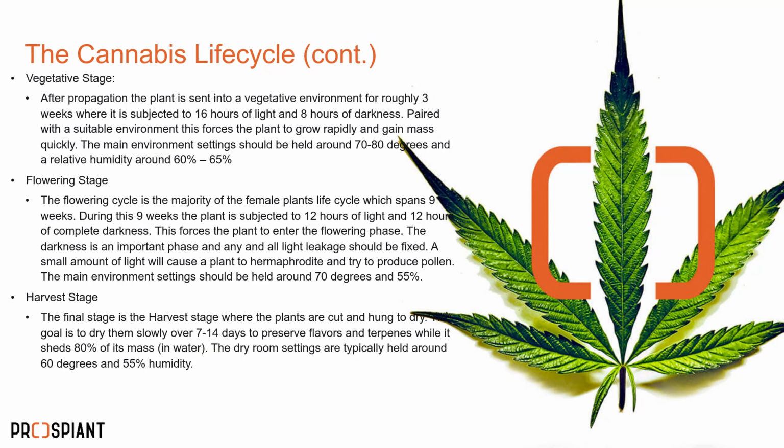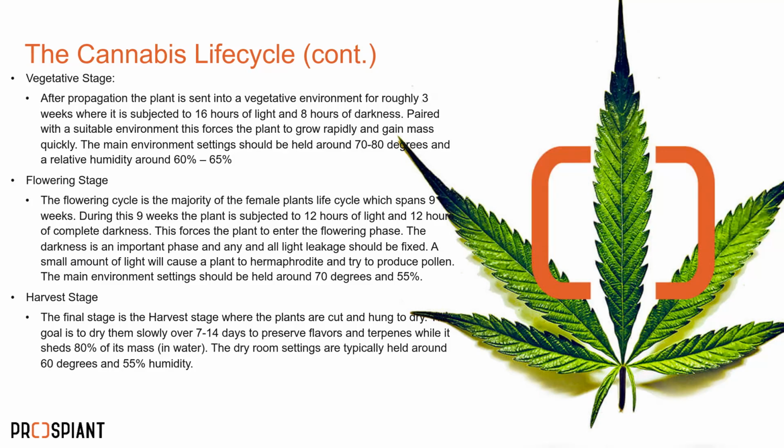Next, we're going to talk about the vegetative stage. So after the plant is done in a cutting, basically it's the establishment of roots, it's moved into the vegetative stage. In the veg stage, it'll stay for about roughly 3 weeks, where it's subjected to 16 hours of light and 8 hours of darkness. This puts it into the rapid growth mode.